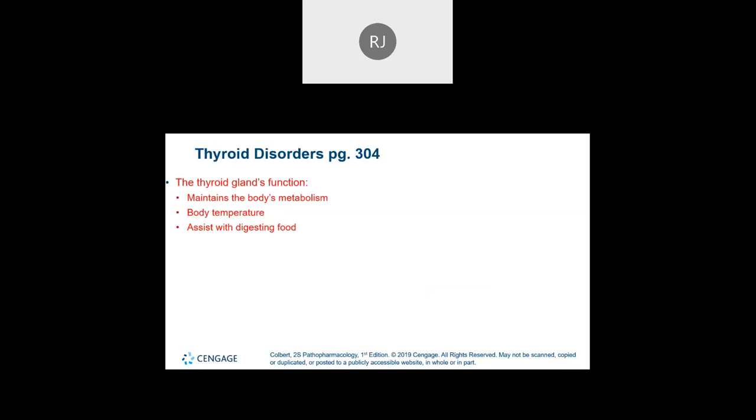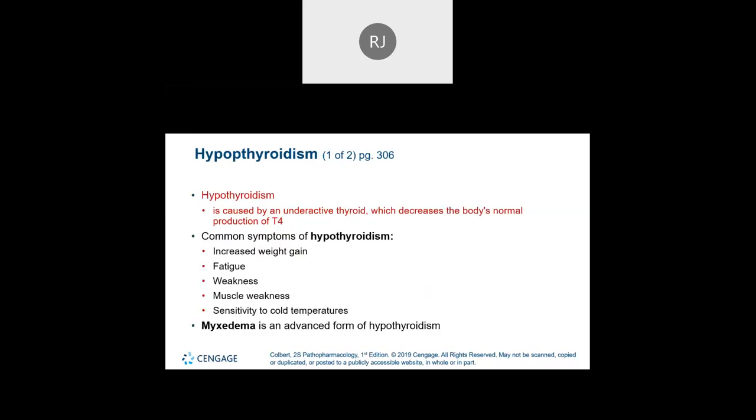The thyroid disorders, which is on page 304, the thyroid gland's function maintains the body's metabolism, body temperature, and assists with digesting food. On page 306, it talks about hypothyroidism, which is caused by an underactive thyroid, which decreases the body's normal production of T4. Your common symptoms of this are weight gain, fatigue, muscle weakness, and sensitivity to cold temperatures. And then you have myxedema. Myxedema is an advanced form of hypothyroidism.